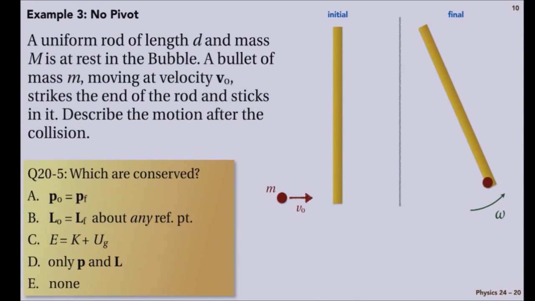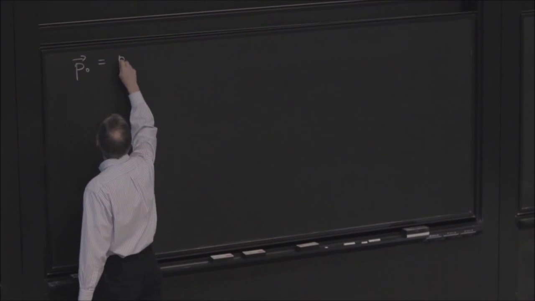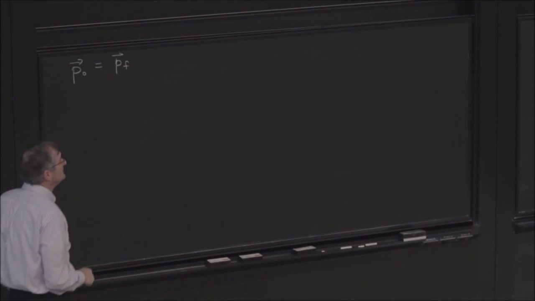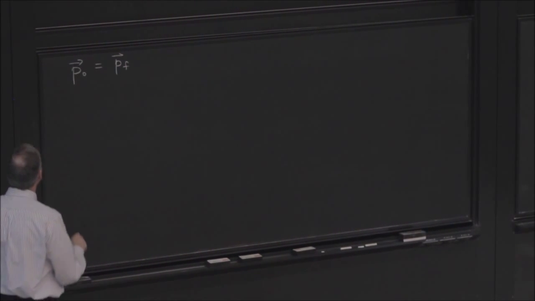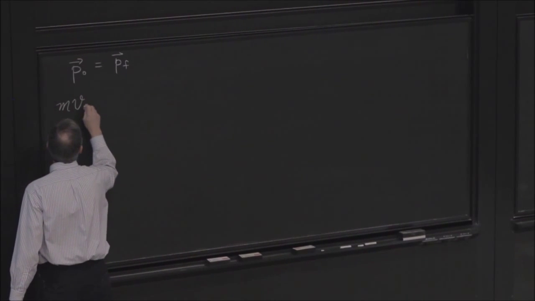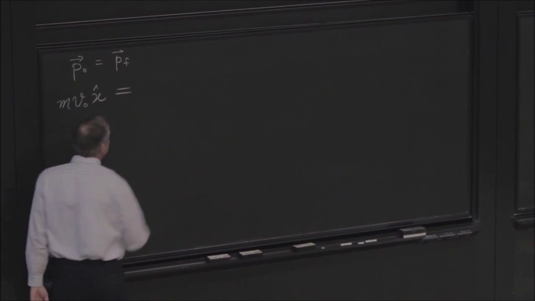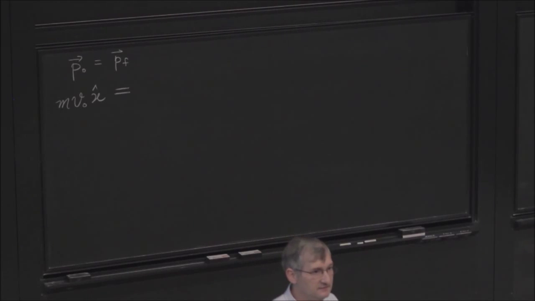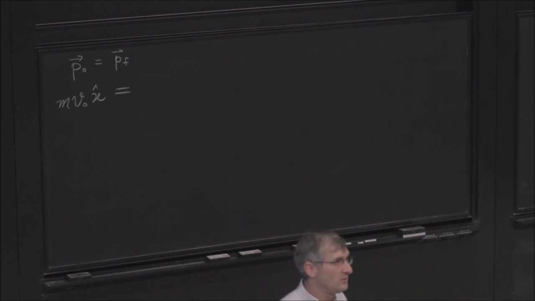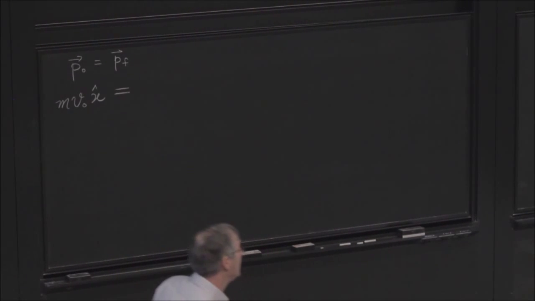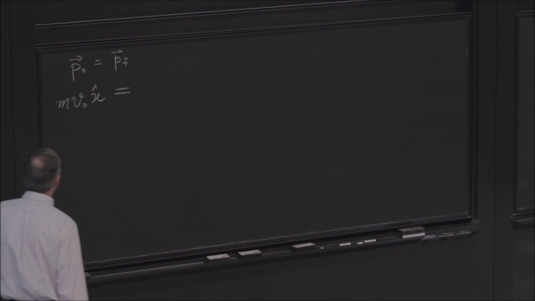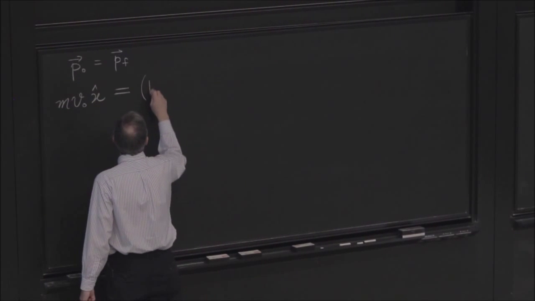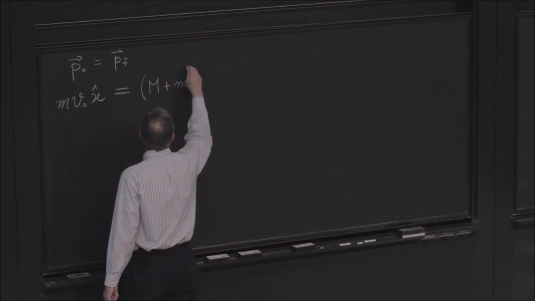So let's see. What's the initial momentum? If we call that direction x, it would be m v naught in the x. And that must be equal to the momentum of the whole thing afterwards. We're going to treat it as though all the mass were concentrated at the center of mass. How much mass do we have? M plus little m, right?